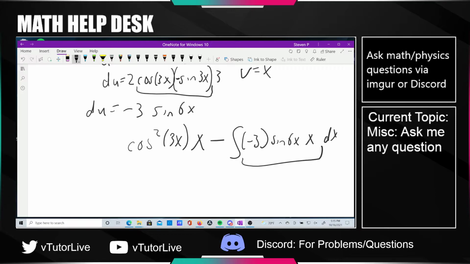Can we write cosine squared divided by sine? Where are you getting the division? Is that to get another cosine squared of 6x, right?